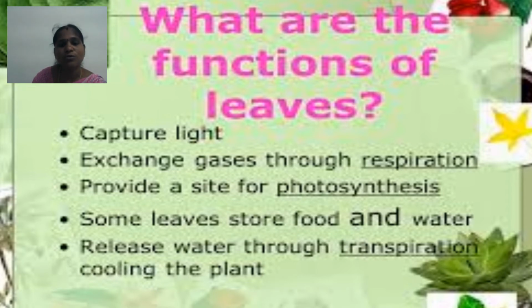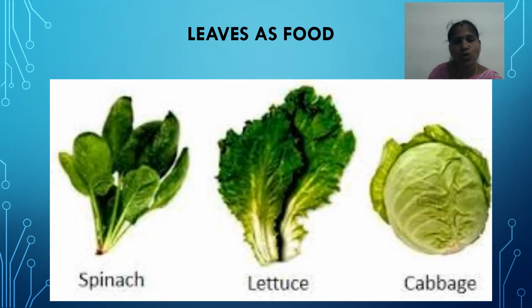And leaves release water through transpiration, cooling the plant. Not only is it releasing gas, it releases water also. Just as we release water in the form of sweat, plants also do like that. Through the transpiration process, it excretes the excess amount of water. These are the examples of the leaves we are eating. See, observe this. This is spinach, this is lettuce, and this is cabbage. These are examples of the leaves we eat.